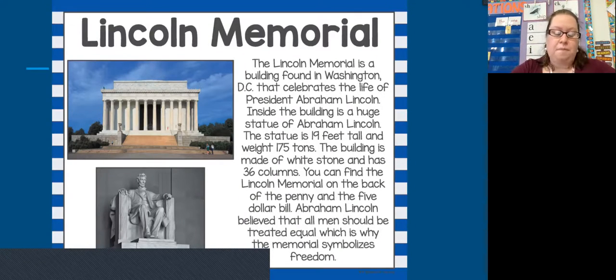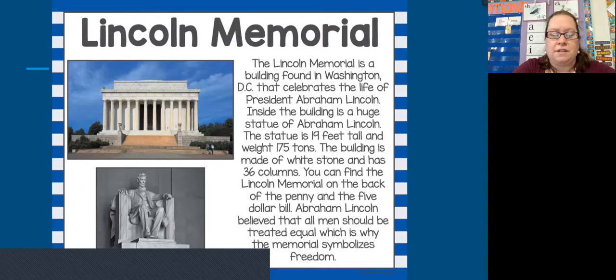Last one we're going to learn about is the Lincoln Memorial. The Lincoln Memorial is a building in Washington, D.C. that represents Abraham Lincoln. Inside the building is a huge statue of Abraham Lincoln. The statue is 19 feet tall. The building is made of white stone and it has 36 columns. You see those big tall poles around it in the front and the sides?